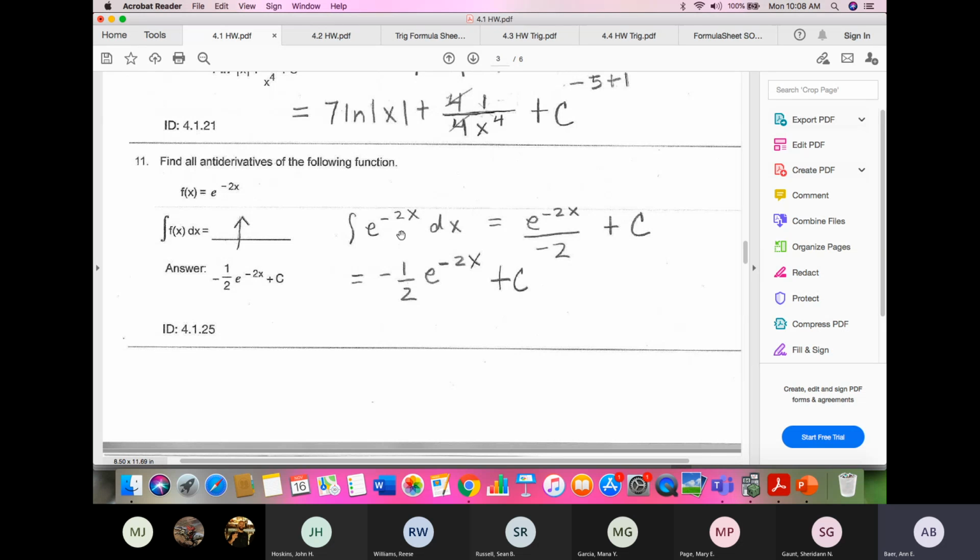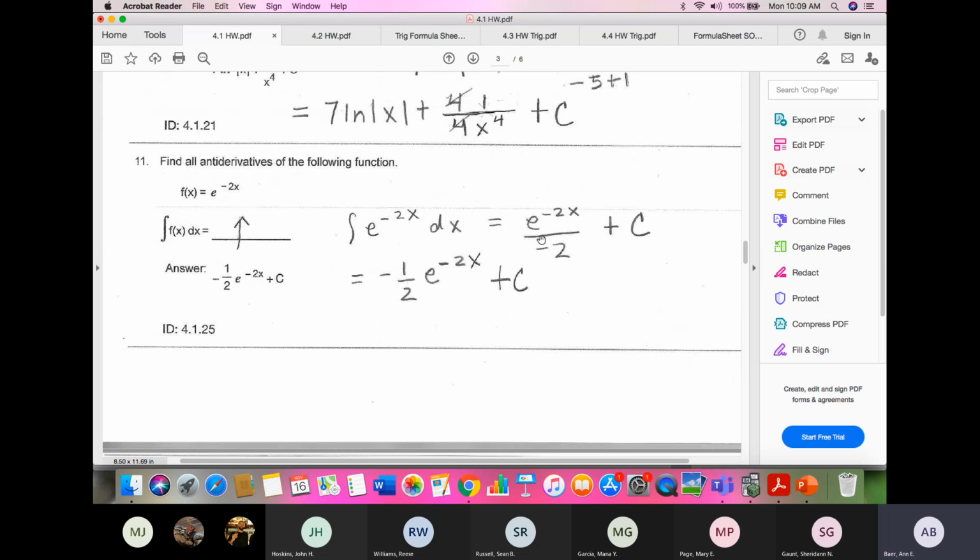So I copy over this e to the negative 2x, and then we have to divide by the derivative, or you could say the coefficient, if you will. Either the derivative of this power you could use, or the coefficient, which is negative 2. You have to divide by it to compensate. And then you want to add on your constant of integration. And that should be good enough here.